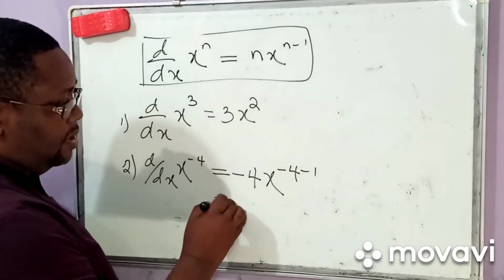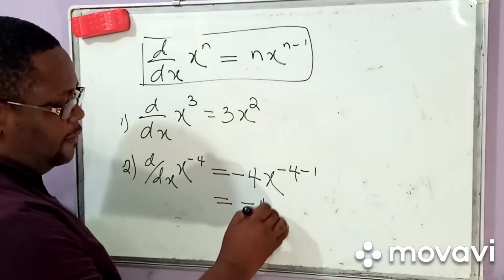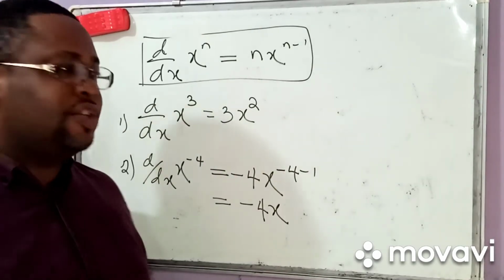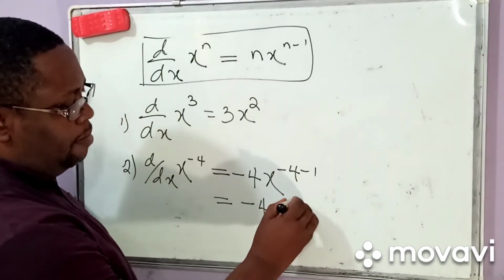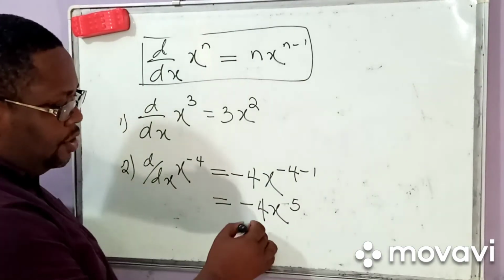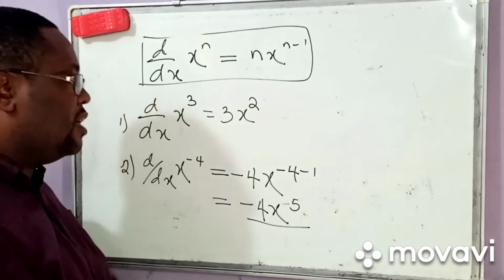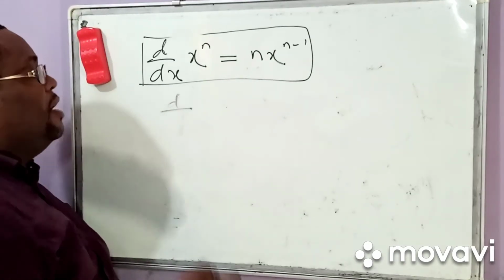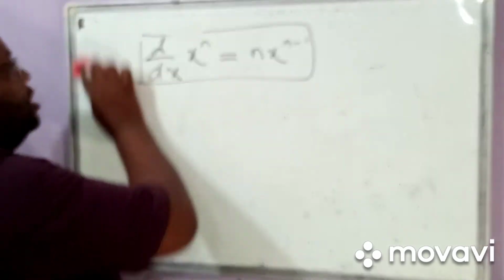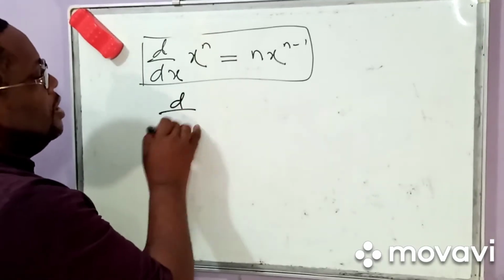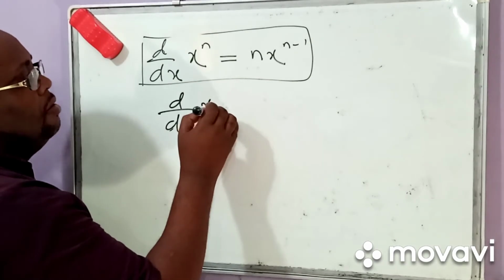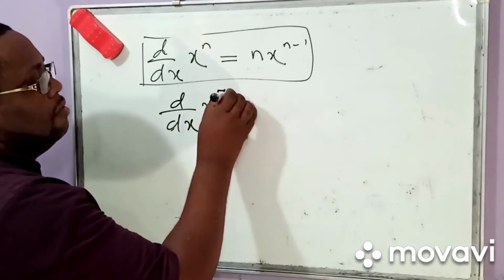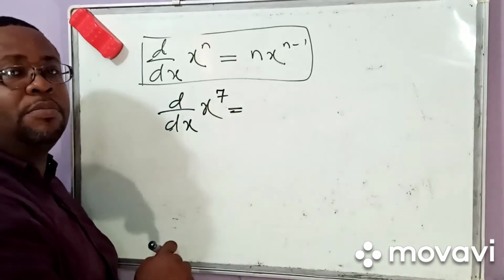So this simply becomes equal to minus 4x to the power minus 5. Okay, we continue. Now, minus 4 minus 1 simply gives me minus 5. So that becomes the answer. Okay, now imagine that you were asked to differentiate d by dx, and then you're having x to the power, let's say 7. What will your answer be?